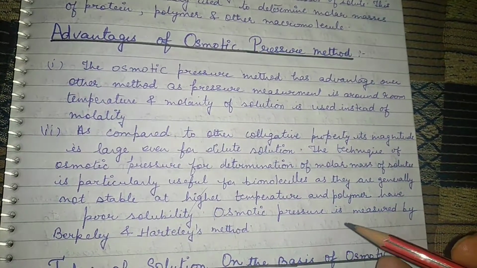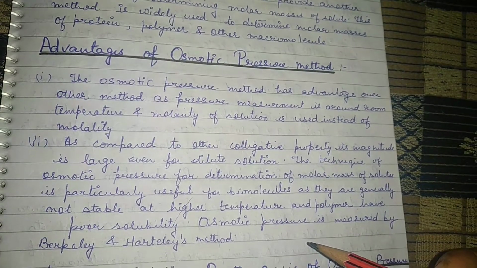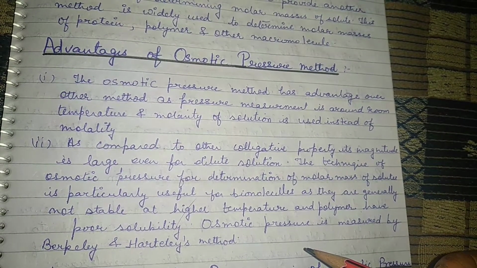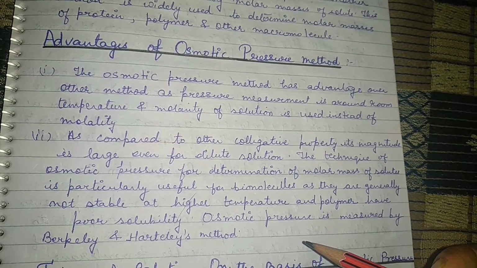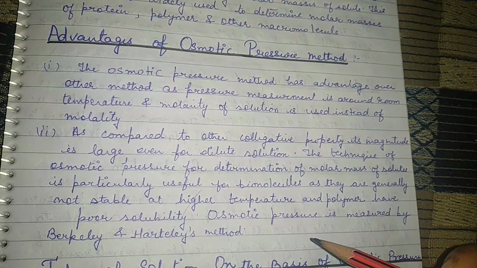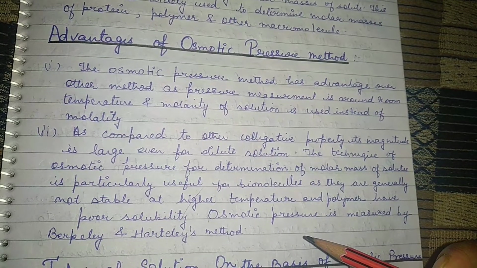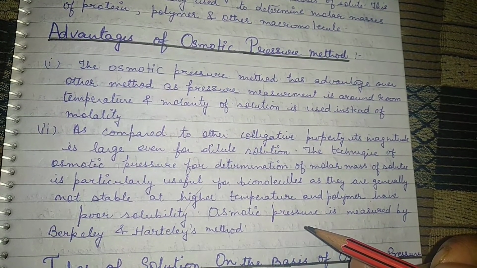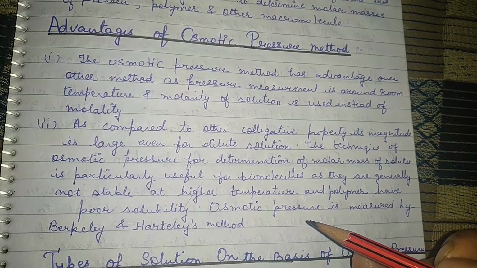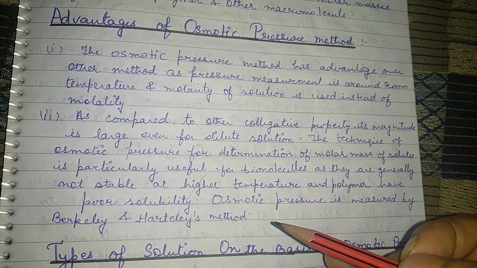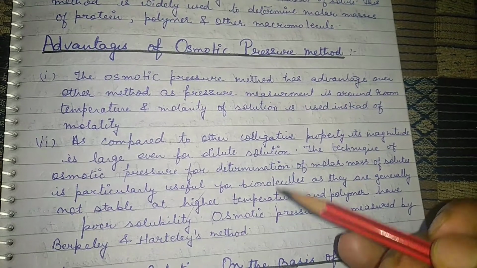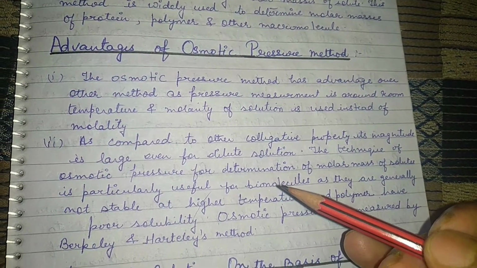Now the second point is, as compared to other colligative properties, its magnitude is large even for dilute solutions. The technique of osmotic pressure for determination of molar mass of a solute is particularly useful for biomolecules, as they are generally not stable at higher temperature, and polymers have poor solubility. Osmotic pressure is measured by Berkeley and Hartley's method. So these are the two advantages which are given in your NCERT books also.